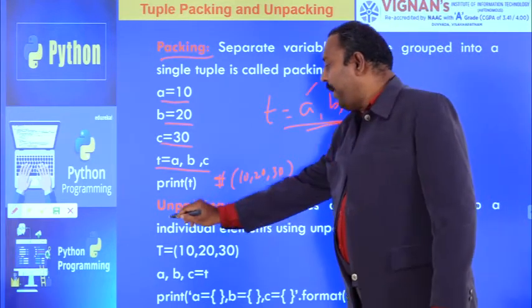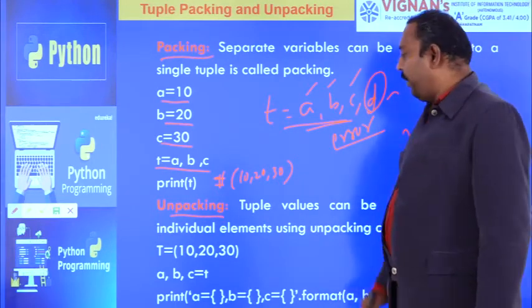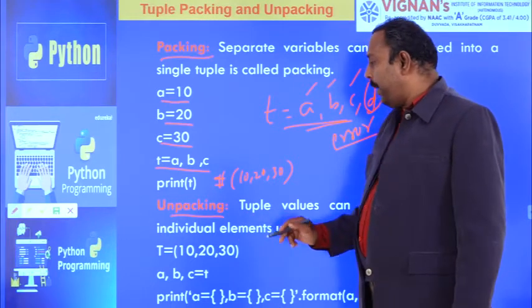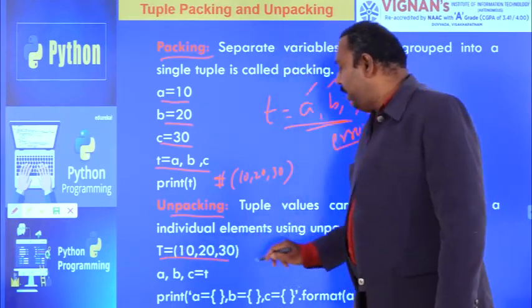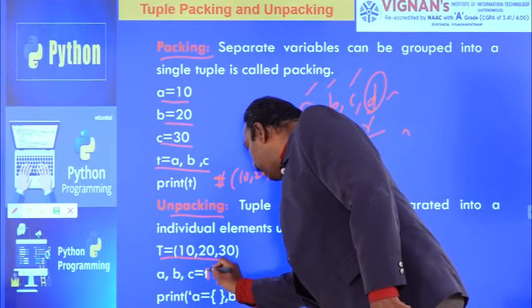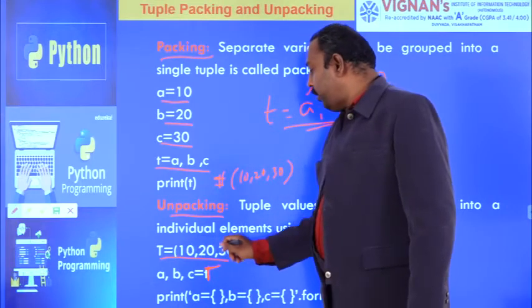And next one is unpacking. It is the reverse of packing. A tuple can be separated into individual elements by using unpacking. For example, here I am using capital T. So, T equal to 10, 20, 30.